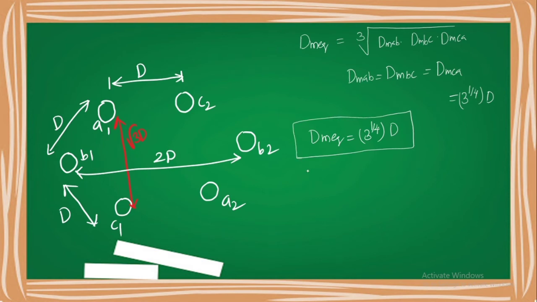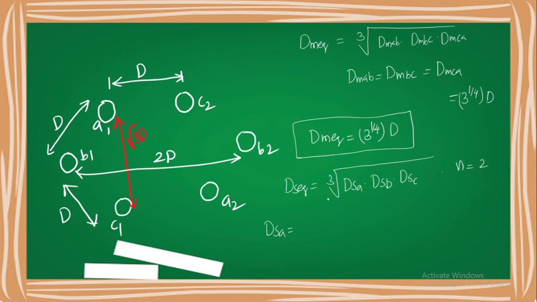Now going to the second one, DS equivalent. DS equivalent is nothing but the equivalent GMR. It is the cube root of GMR of A phase multiplied with GMR of B phase multiplied with GMR of C phase. Now how can I find GMR? GMR is generally the n squared root of n square distances. What is n? For A phase we have 2 conductors, so we need to find the distances between the conductors of A phase itself. So n value is 2.